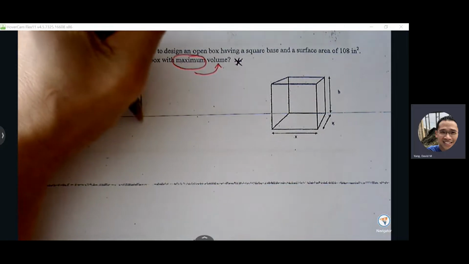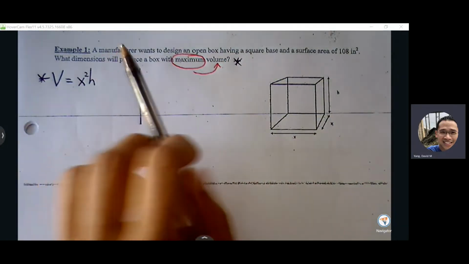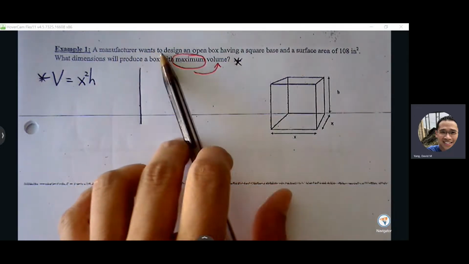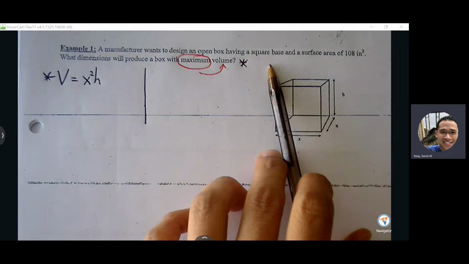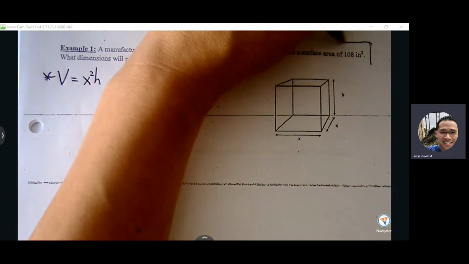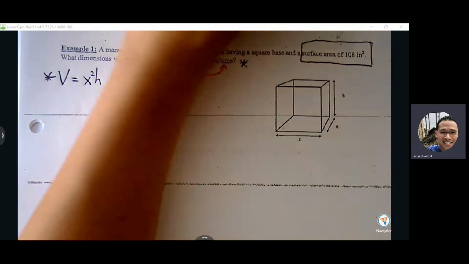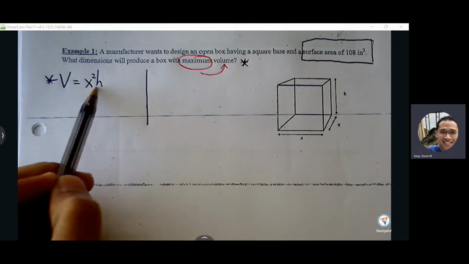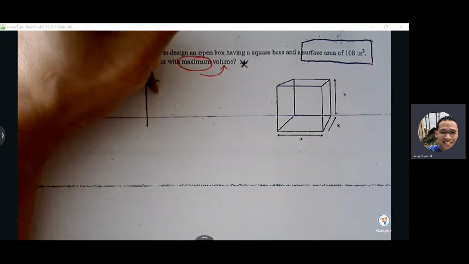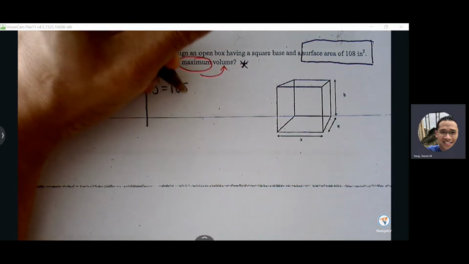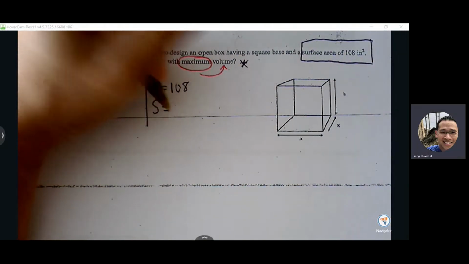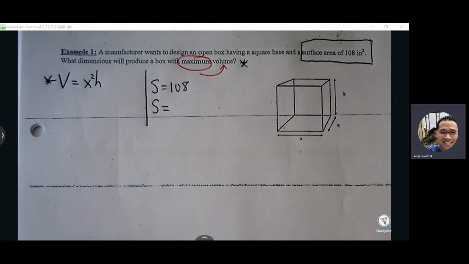The support is going to come from the other part of the problem, that information that's given to us in the problem. It says the manufacturer wants to design an open box having a square base and a surface area of 108 square inches. So this is going to give us information that's going to allow us to substitute our variable down to just 1. So surface area, 108 square inches. But we also need to build the surface area equation as well.